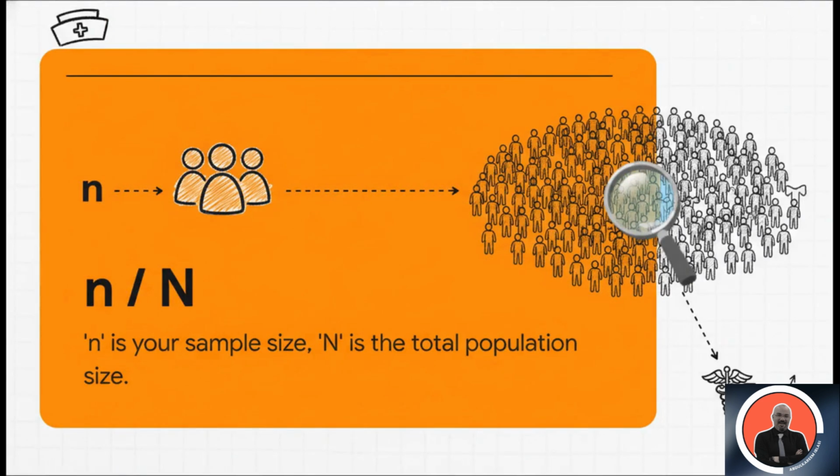And finally, we have an easy but really important distinction. A lowercase n just means the number of people in your sample, your little study group. A capital N means the size of the total population you're studying. Simple, right? But it's essential for understanding any research paper.